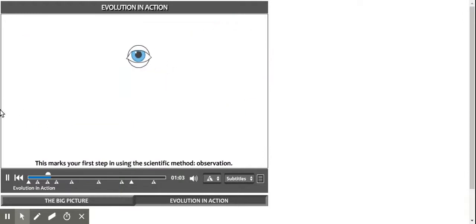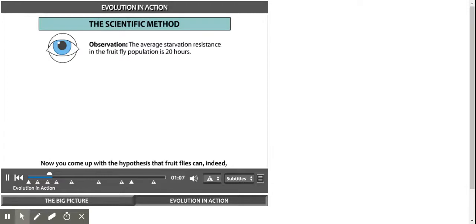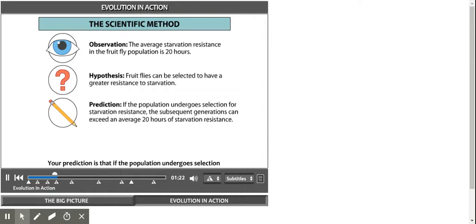This marks your first step in using the scientific method, observation. Now you come up with the hypothesis that fruit flies can indeed be selected to have a greater resistance to starvation. This means that you're testing whether the population can evolve from one generation to the next. Your prediction is that if the population undergoes selection for starvation resistance, subsequent generations of fruit flies can exceed an average 20 hours of starvation resistance.